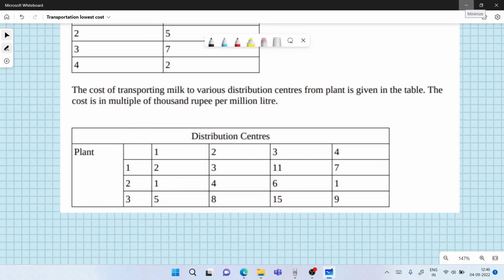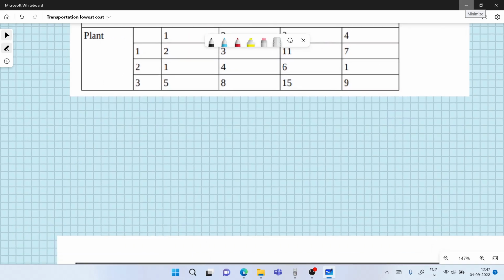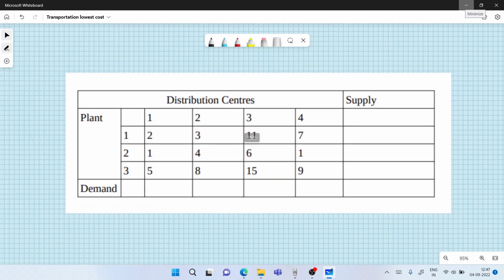For this, we copy down this table that we have, and I have already done it for you, and we write it down this way, where we add one column on the right and one row in the bottom. In the column on the right, we write the supply from the plants, and in the bottom row, we write the demand from the distribution centers. So let's do that now.